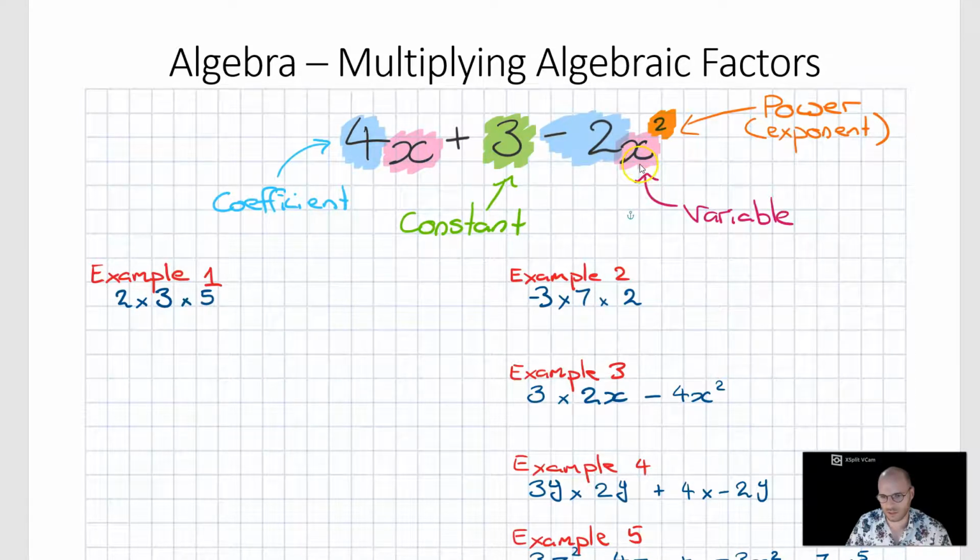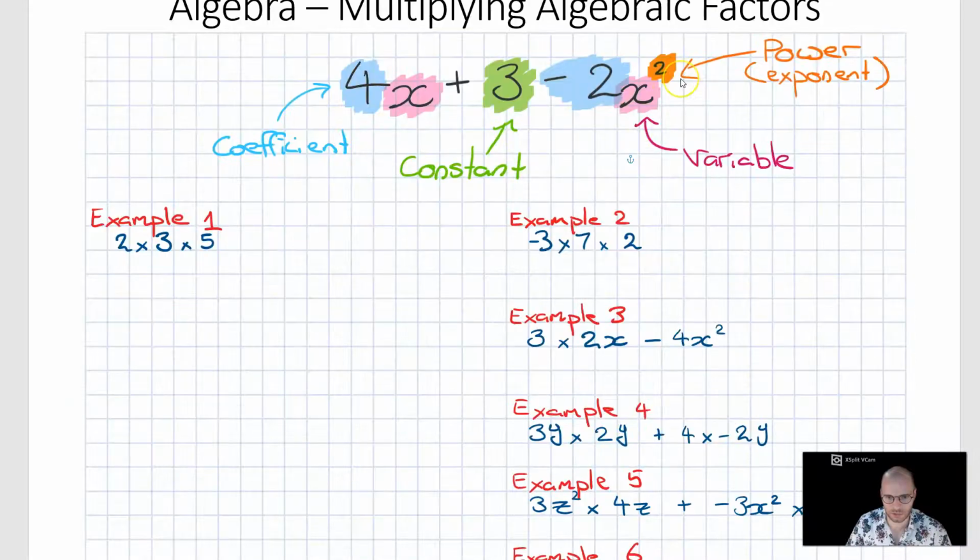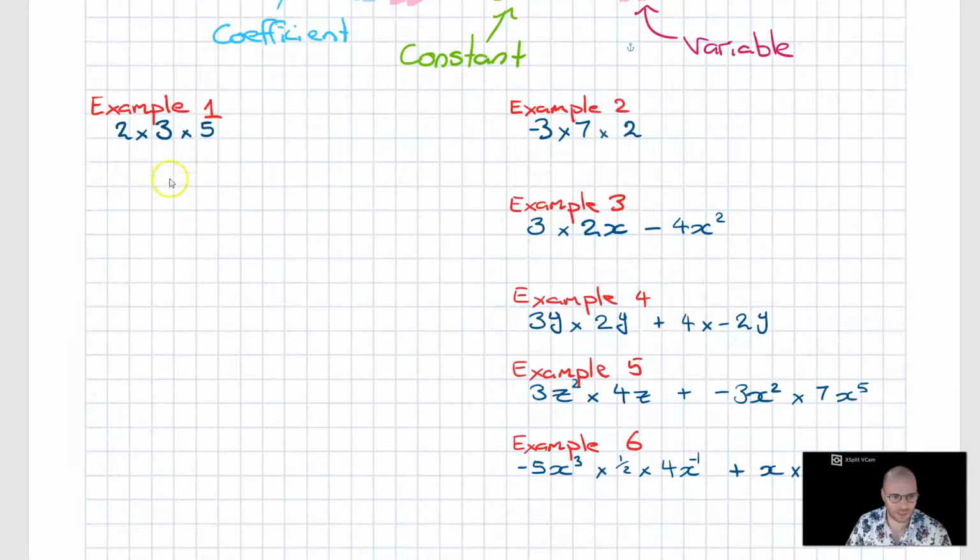in the term. Now, one thing that we didn't cover in the previous videos is when we have a power or a number above the variables. So in this case, we call this the power, or we call it the exponent. Alright, now that we've got that out of the way, let's have a look at a few examples. What we're looking at in this video is how we can multiply factors together.